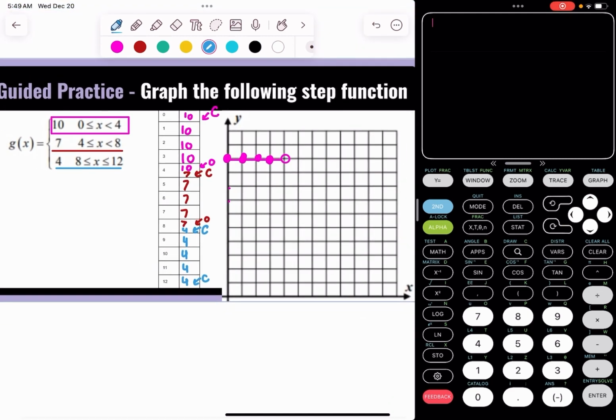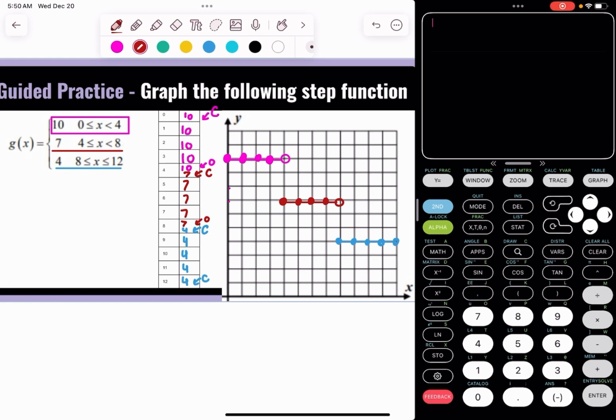So let's go graph the first one. 7 at 4. And that's a closed circle. But then at 8, 7, we're going to use an open circle. And then at 8, 4, 1, 2, 3, 4, we're going to use a closed circle. 9, 4, 10, 4, 11, 4, and 12, 4. And we connect these both. We do not use any arrows because they tell us where to start and stop. And this is what it looks like. This is a step function.